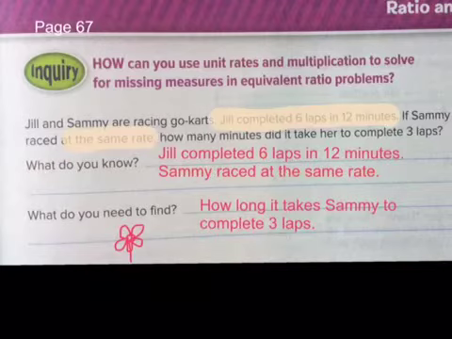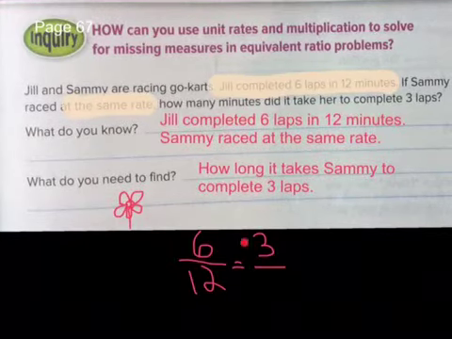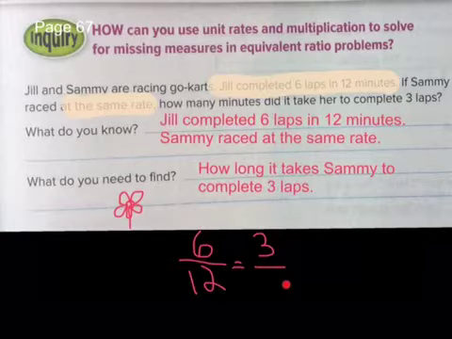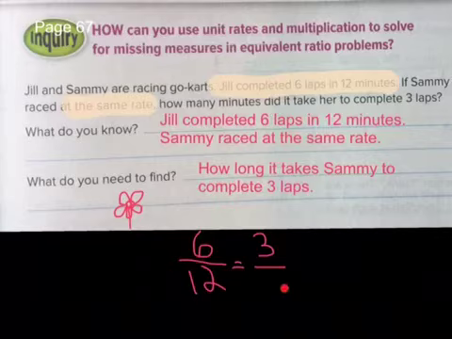Okay, I'd like to see your flower right there as well. And most of you already know that our ratio is going to look like this, right? Our equivalent ratio. So we have 6 laps in 12 minutes would be 3 laps in how long? Well, we have the 6, so we must have the 12, and we get 6. So 3 laps in 6 minutes.